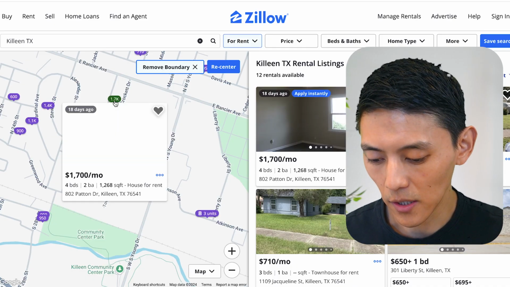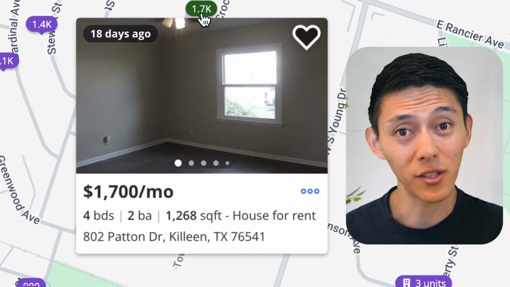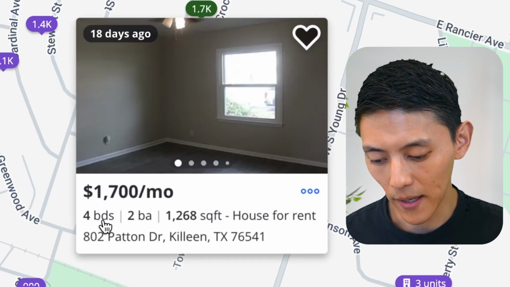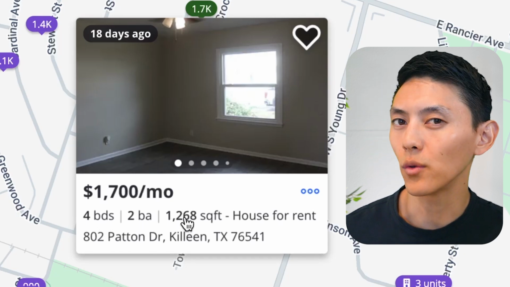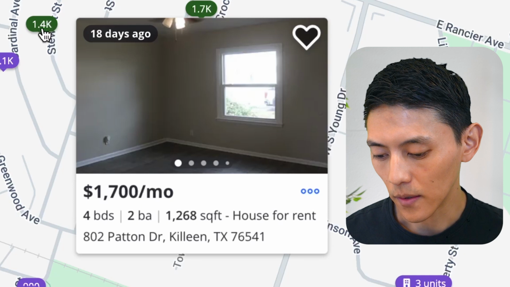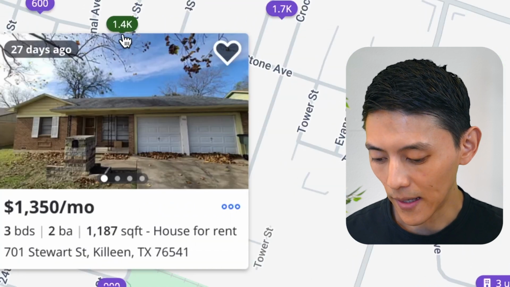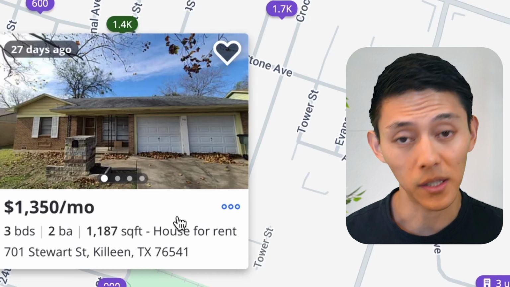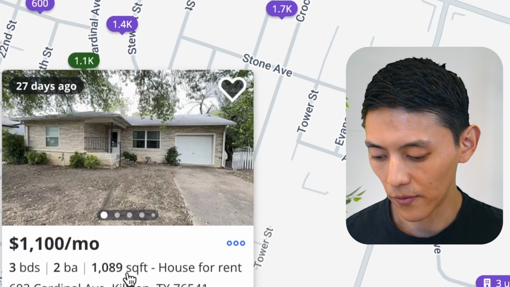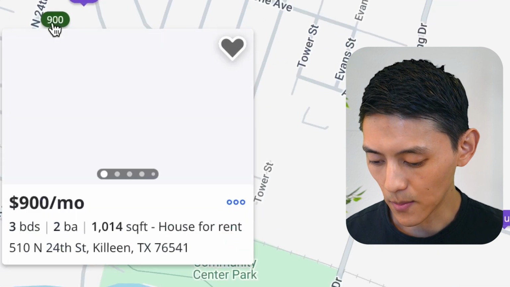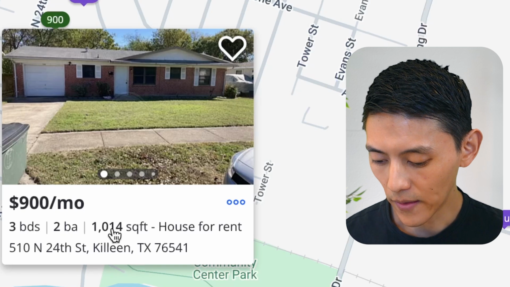So you can find some properties here. Let's look at this one. This one's going for $1,700 a month. That's a lot, but it is a 4-bed, 2-bath, 1,200 square foot. This one's a 3-bed, 2-bath, but around the same size. What about this one? 1,400, 3-bed, 2-bath, 1,187 square feet. This is actually a pretty good comp. This one's a little bit smaller square footage, but also 3-bed, 2-bath. And what's the small one? 3-bed, 2-bath, 1,014 square feet.